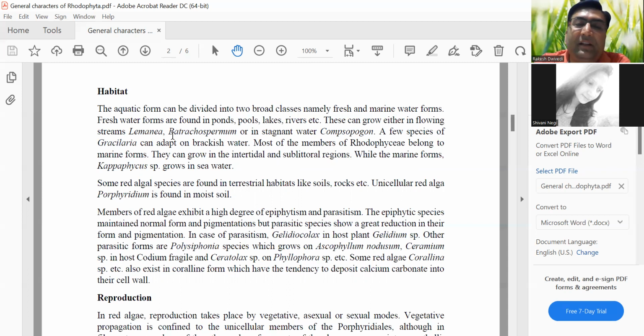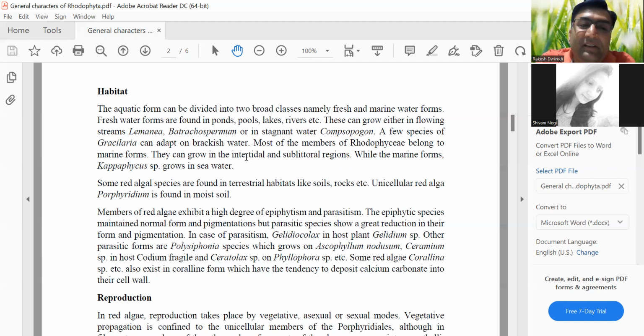A few species of Gracilaria. Gracilaria is basically marine, but it can also be found growing in brackish water, that is the meeting point where the fresh water meets with the marine water, particularly the estuaries, where rivers meet. In estuaries we find the brackish water where Gracilaria is known to grow. Most of the members are marine, and they are found in the intertidal or sublittoral zone of the sea coast.